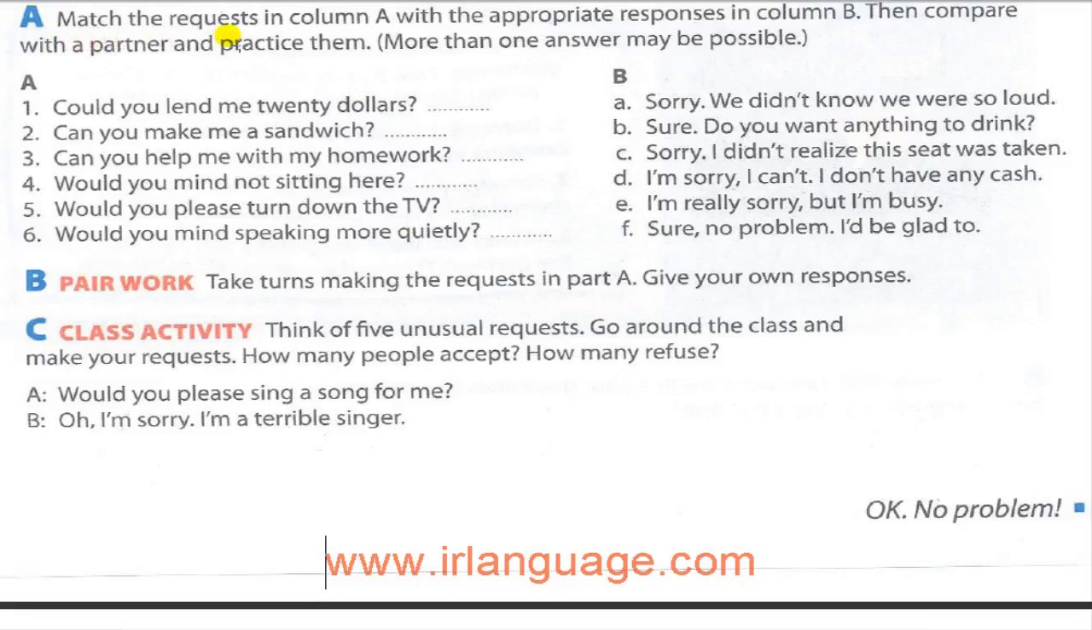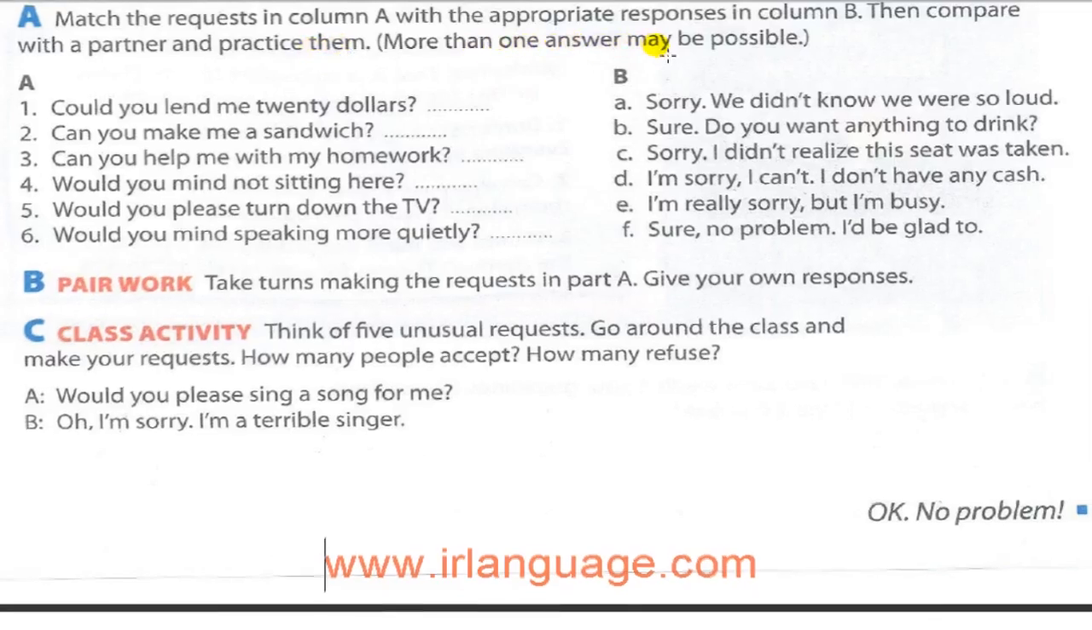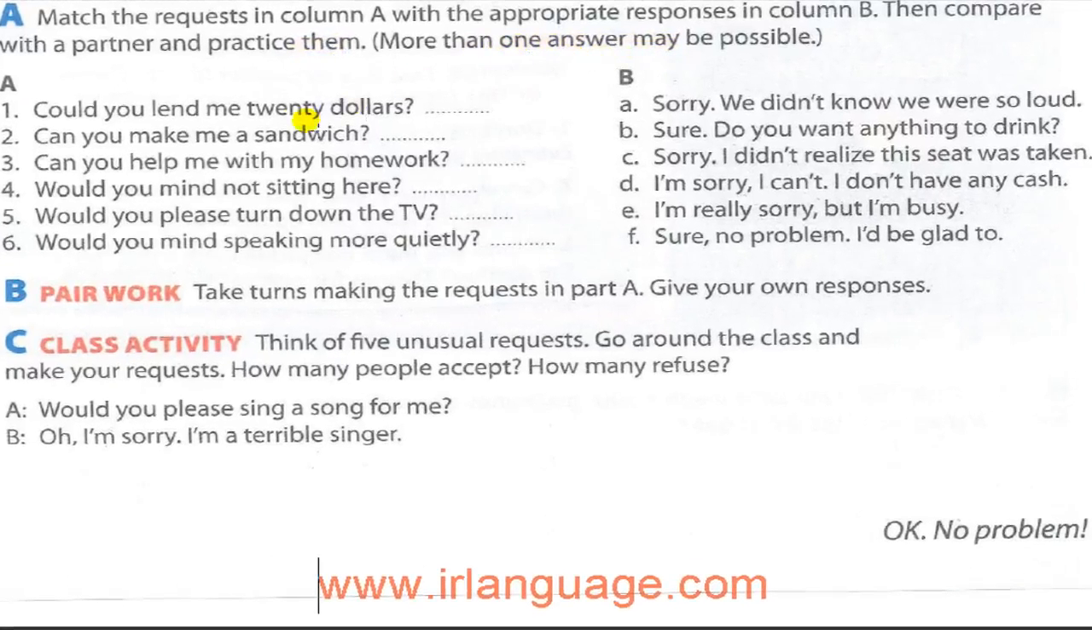A. Match the requests in column A with the appropriate responses in column B. Then compare with a partner and practice them. More than one answer may be possible. In this exercise, you match A with B. Maybe for one request, you will have 2 or 3 answers. More than one answer may be possible.